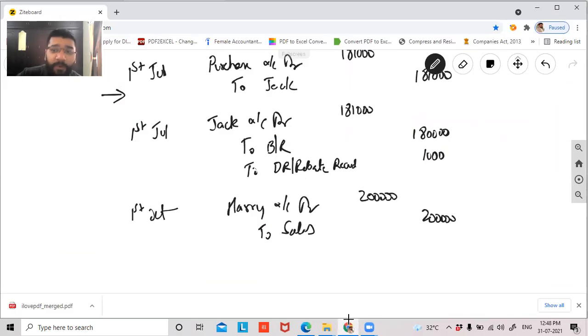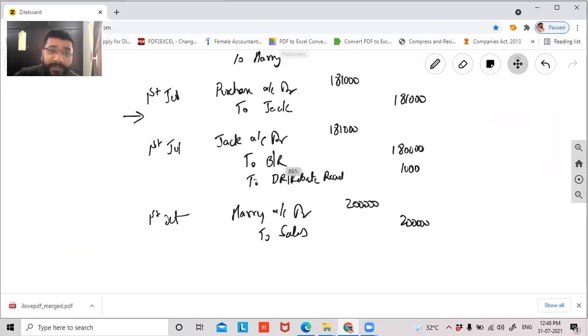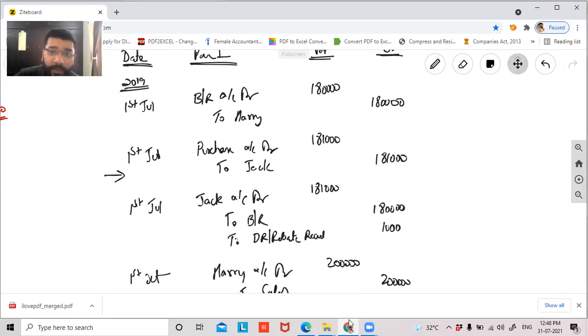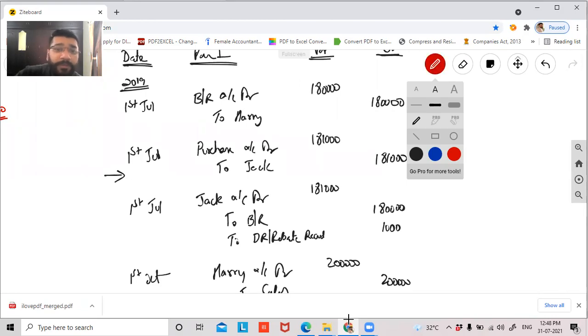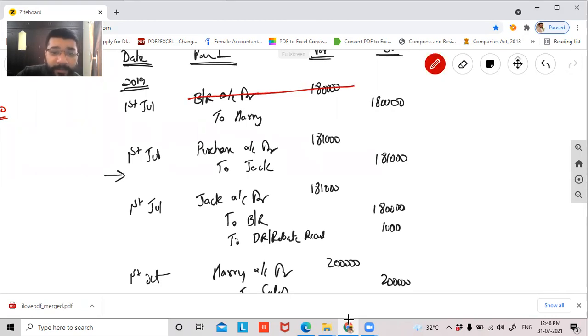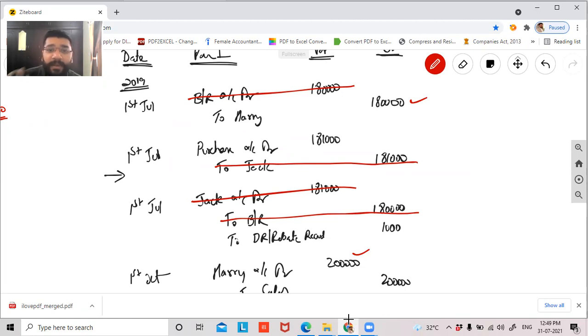Now guys, let's see if all the accounts have been settled. If not settled, then the settlement entry has to be passed. Now guys, bills receivable debit 180, bills receivable credit 180, gone. Jack 181 credit, Jack 181 debit, gone. Harry, guys, 180 is in credit. In debit, how much? 2 lakh. So can I say Harry has to be credited by 20,000 rupees?